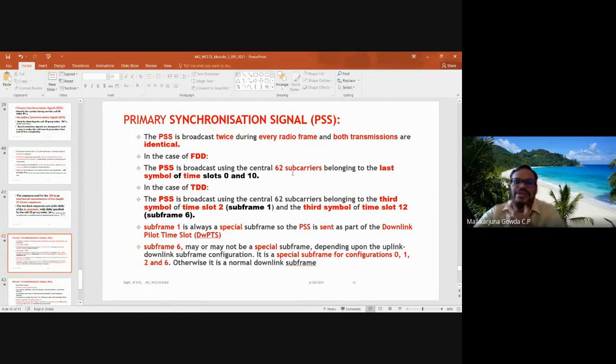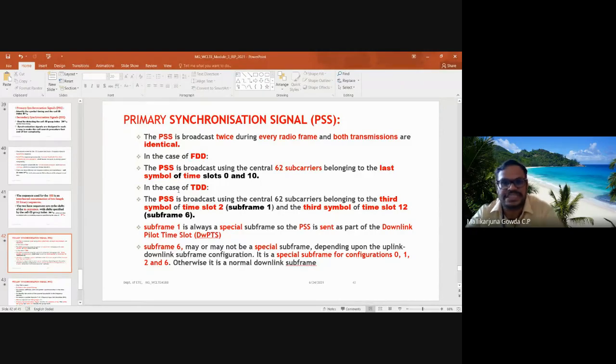And it will be occupying 62 subcarriers. Why I'm saying central 62 subcarriers is, with 1.4 megahertz, I said there will be 72 subcarriers. So it is using only the central 62 subcarriers, and 5 subcarriers at the top and 5 subcarriers at the bottom will not be used by this PSS. Okay, I think you will get that idea with respect to that software. I can show that. That is in case of FDD.